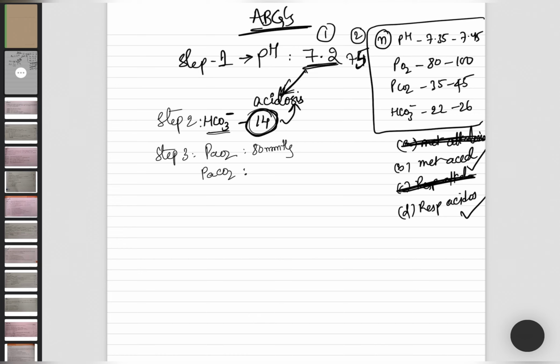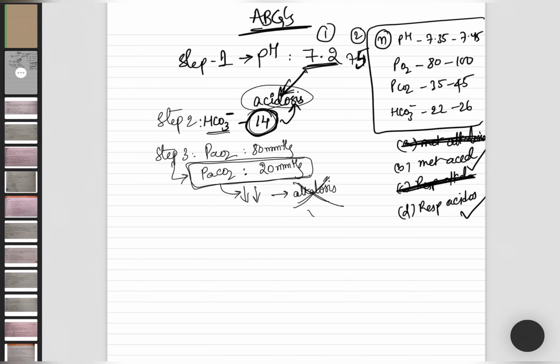Say PaO2 is 80 mmHg, PaCO2 is 20 mmHg. Mainly you have to observe PaCO2. So in step 3 you could find that the PaCO2 is very low. Basically, less CO2 in the body means alkalosis, not acidosis. So here PaCO2 is not contributing to the acidotic component. This is in fact trying to compensate the acidosis by the compensatory mechanism.